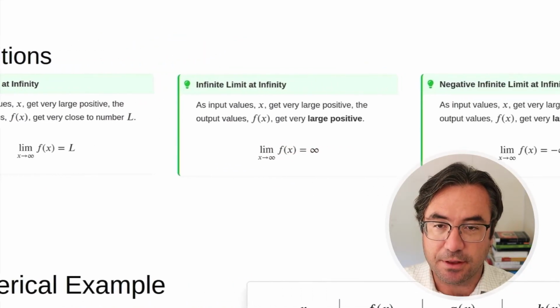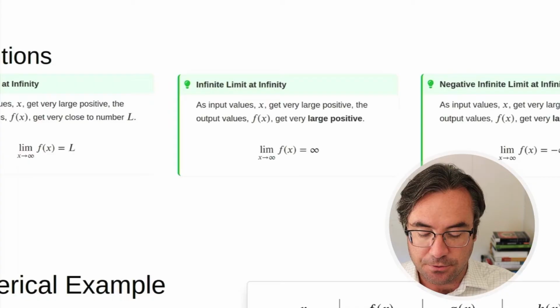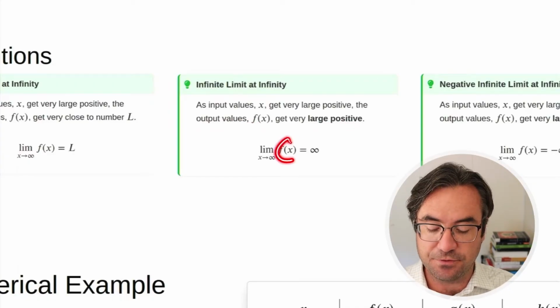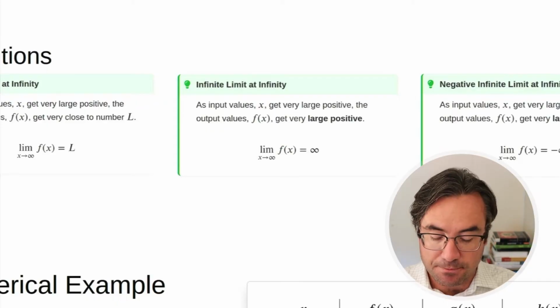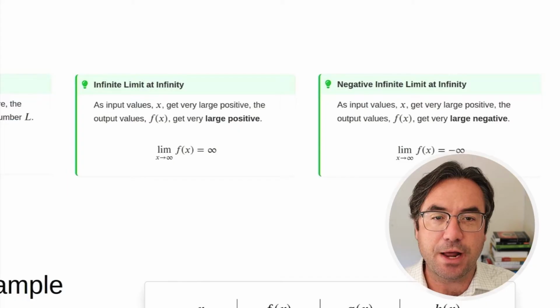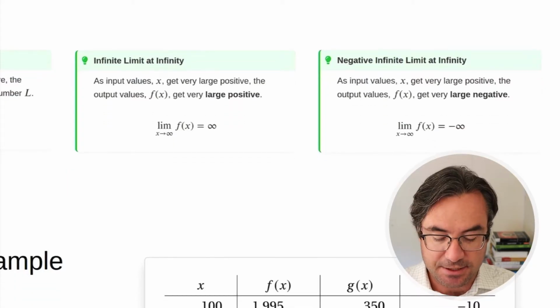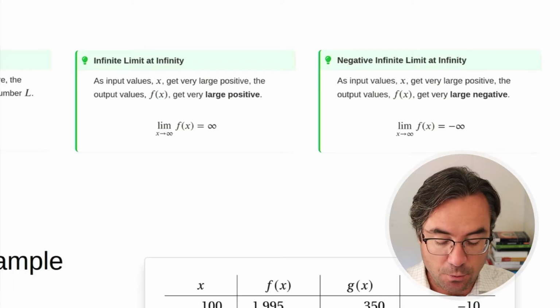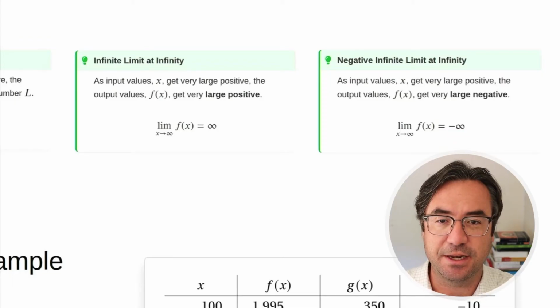Now it can also get very large positive. So the output value can get very large positive. So if our function values are getting bigger and bigger, we say that the limit would be infinity. And then the third option is that if our output values are getting larger and larger negative, we would use minus infinity here.